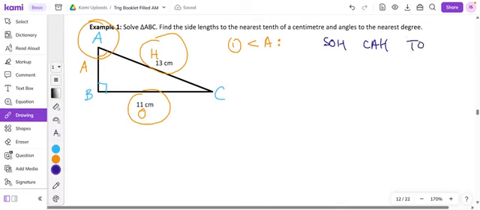okay, I gotta write this again. SOHCAHTOA. Which one has the OH? So that means I'm using sine. So I just use SOHCAHTOA to tell me which ratio I should be using. Okay, so if I'm using sine of angle A, I've got opposite over hypotenuse. So the opposite is 11. The hypotenuse is 13.